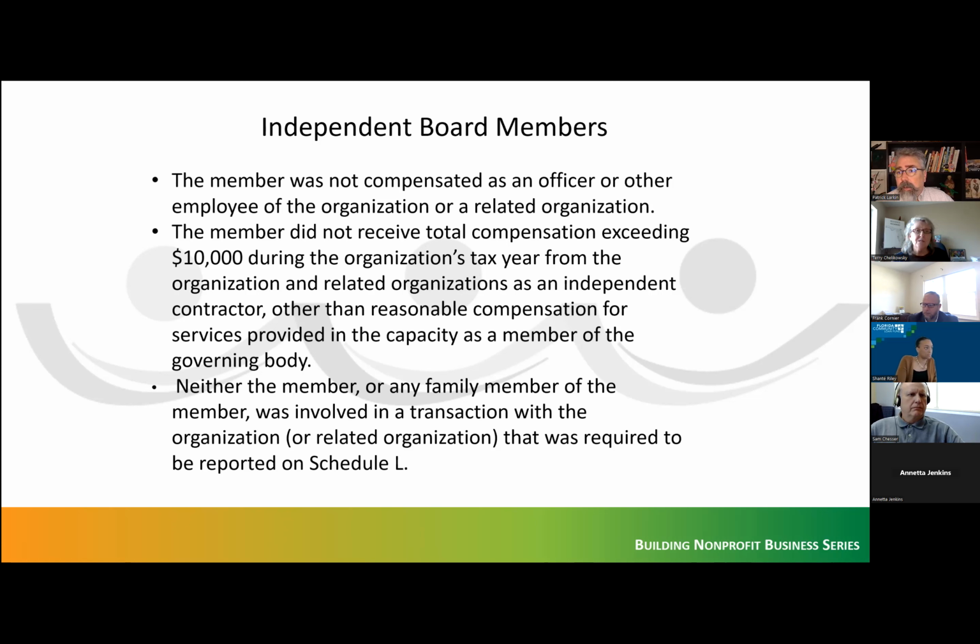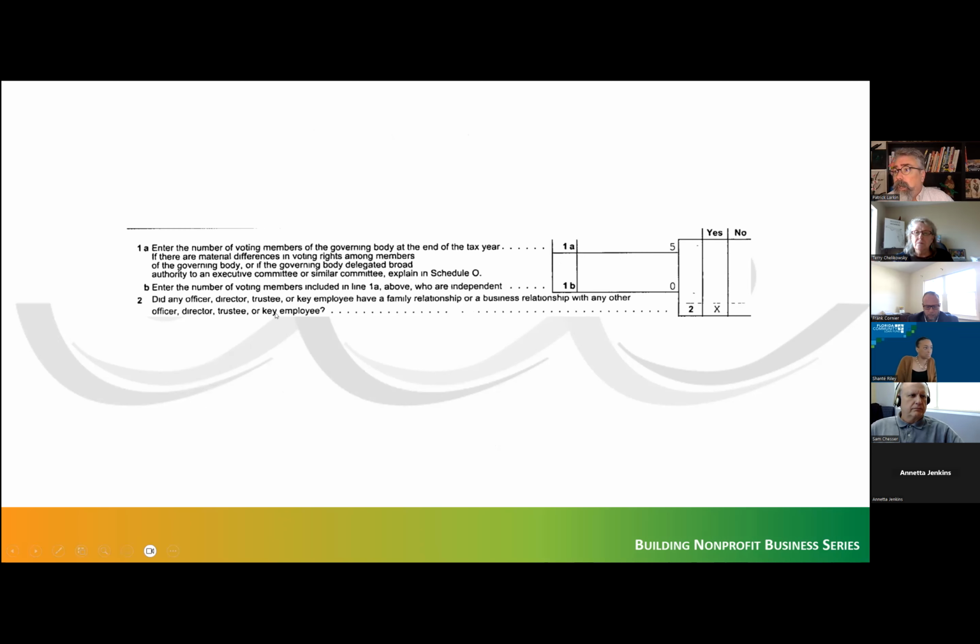Patrick, I think I've got a question related to this. If a board member is related to any key employee, should this be noted? Yes. Yeah, because you've got the key employee and the family relationship. Officer, director, trustee, or key employee have a business relationship with any other. So yes, it should be disclosed there and what that is. Not that you're not allowed to do it, but you need to be able to explain why that is the case.